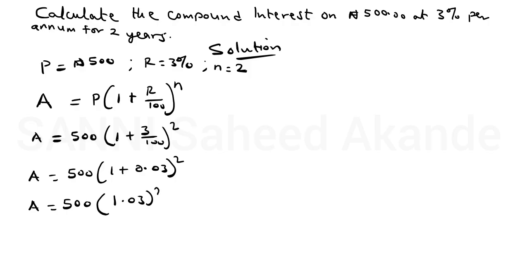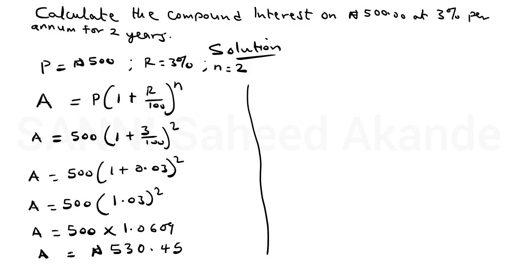So A is equal to 500 times 1.03 all squared, which will give us 1.0609. So when you multiply this together, we get our amount to be equal to 530 naira 45 kobo. So we now go ahead to find the compound interest CI.